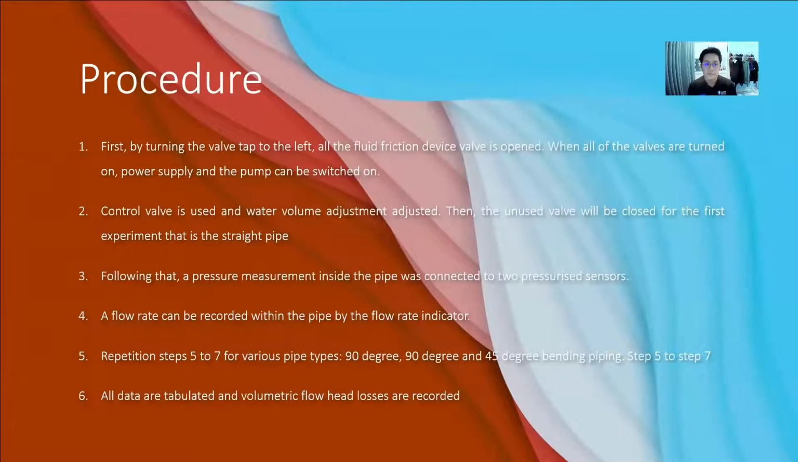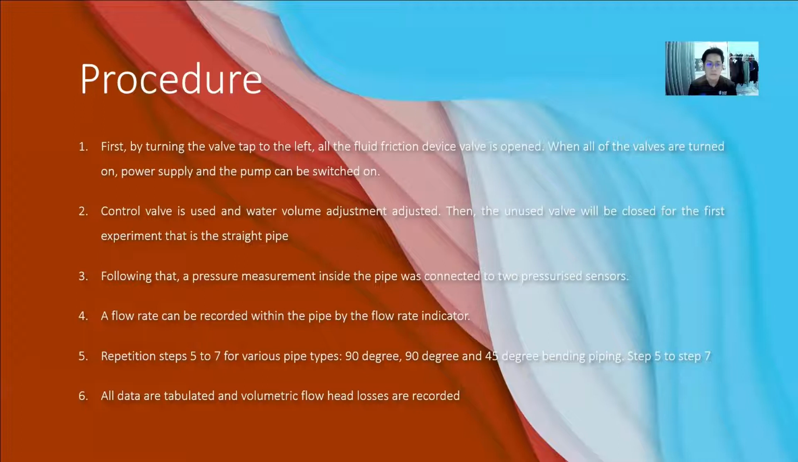The next is procedure. First, by turning the valve tap to the left, all the fluid friction device valves are opened. When all of the valves are turned on, the power supply and the pump can be switched on. Second, the control valve is used and the water volume adjusted. Then the unused valves will be closed for the first experiment, that is the straight pipe.